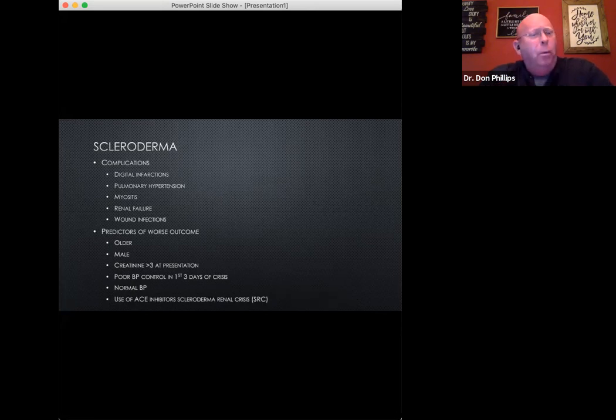And I thought this was interesting, normal blood pressure. They should actually have an elevated blood pressure because of the vasculitis. And if they've already been on ACE inhibitors, then that's a big problem in a lot of cases, because you're already attacking the kidneys even more. And yes, infarctions can be in any of the digits. So fingers and toes. That's what they mean by digital. It's in any of the digits.